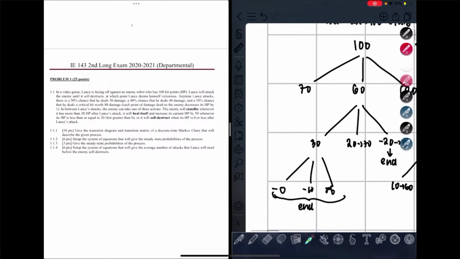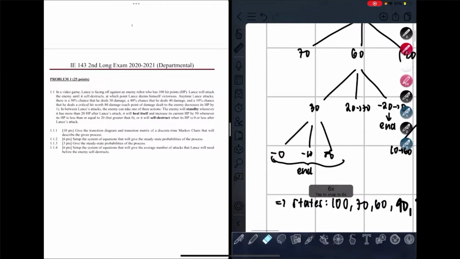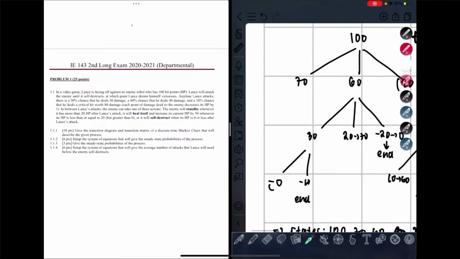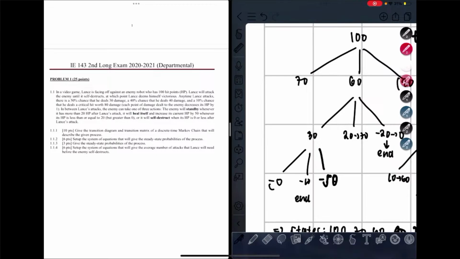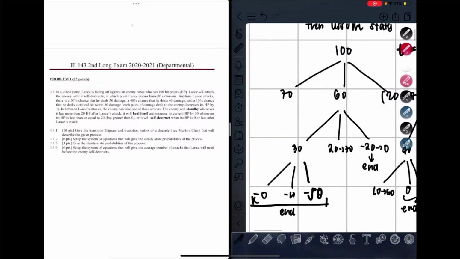30. So from 30 naman, if you notice, 30, you deal 30 damage, magiging 0. You deal 40 damage, magiging negative 10. You deal 80 damage, magiging, what is that handwriting? Negative 50. Sorry. So, yan. Oh my God. Yan. So, we all know, regardless, that means the game will end. So, ayan. Na-exhaust na natin.